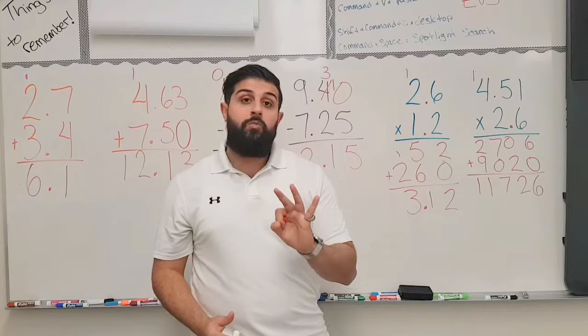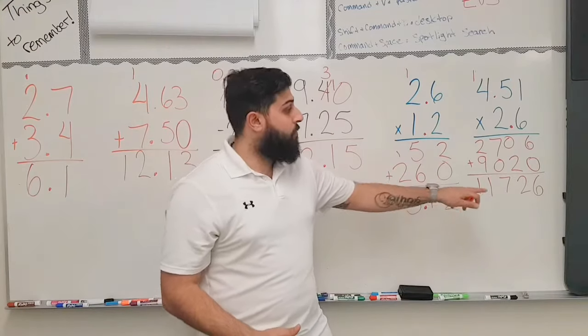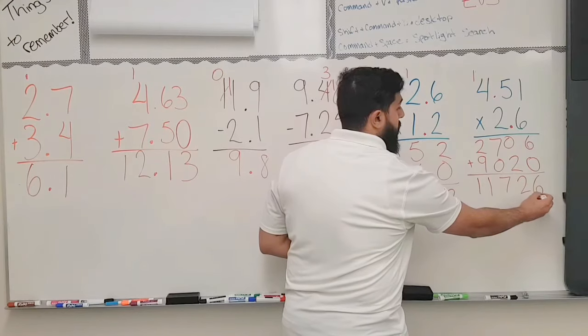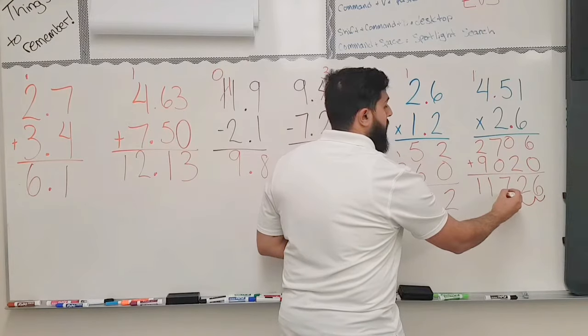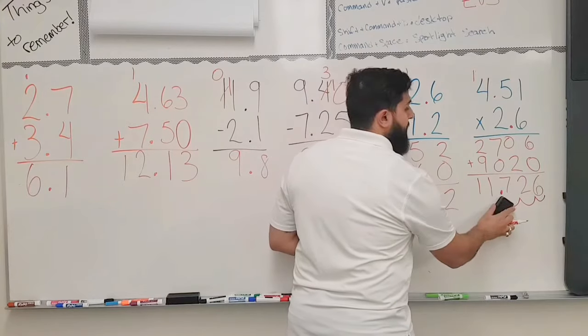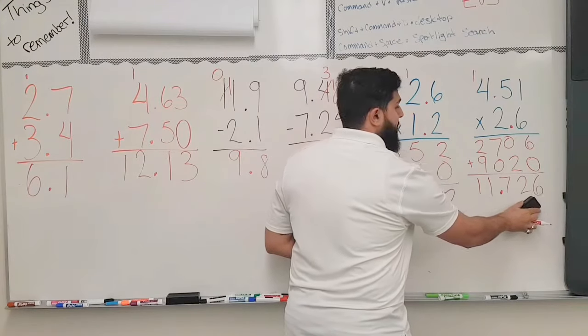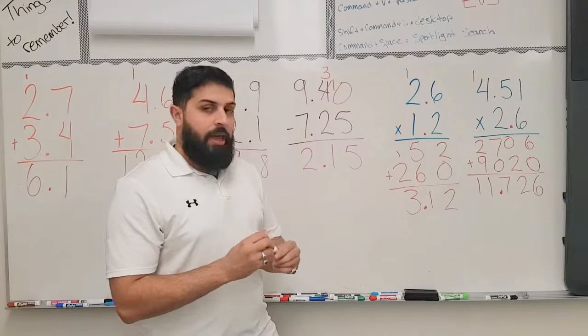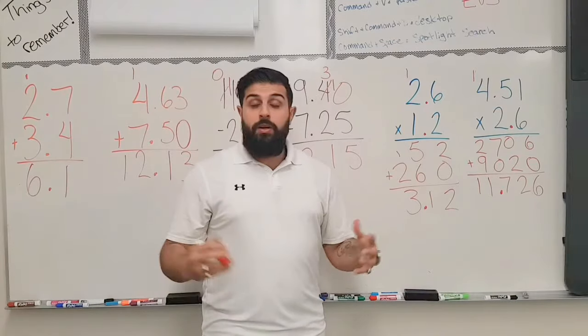3, which means we need to move the decimal to have 3 numbers behind it. And if the decimal starts here, we're moving 1, 2, 3, which gives us 11.726 thousandths. All right. That's it for this. This is pretty quick and easy.